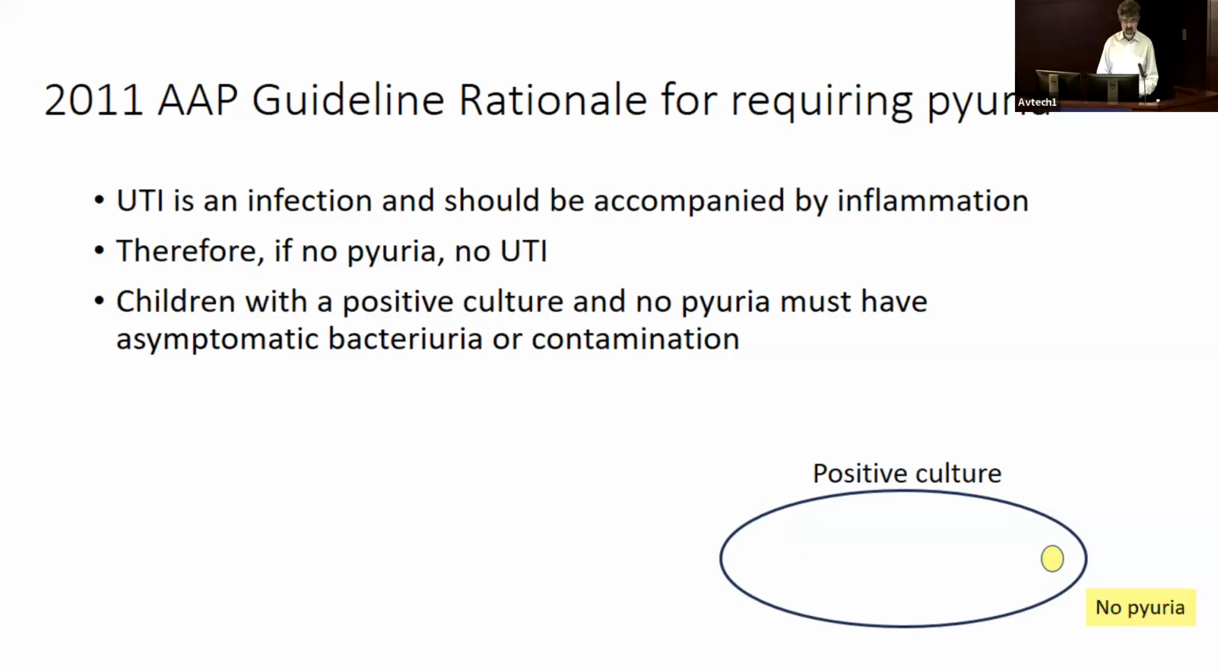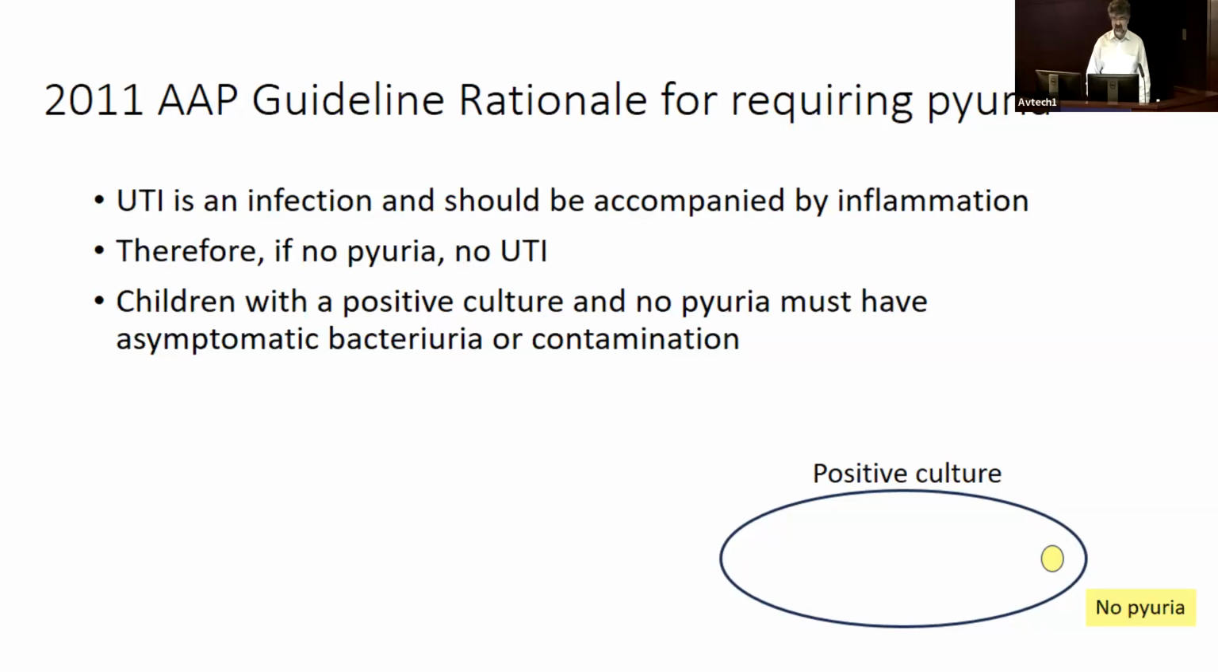So they said UTI is an infection and should be accompanied by inflammation, which sort of makes sense. So they said, therefore, if no pyuria, no UTI. So if you don't see pyuria, it's not a UTI because it should always have inflammation. And therefore, children with a positive culture and no pyuria must have either asymptomatic bacteriuria or contamination. So this is what the AAP imagined on the bottom, which is all those children with a positive culture. Most of them have a UTI. There's a small group that doesn't have a UTI. Those are the children in yellow. The yellow children have ABU, or say asymptomatic bacteriuria, or contamination.